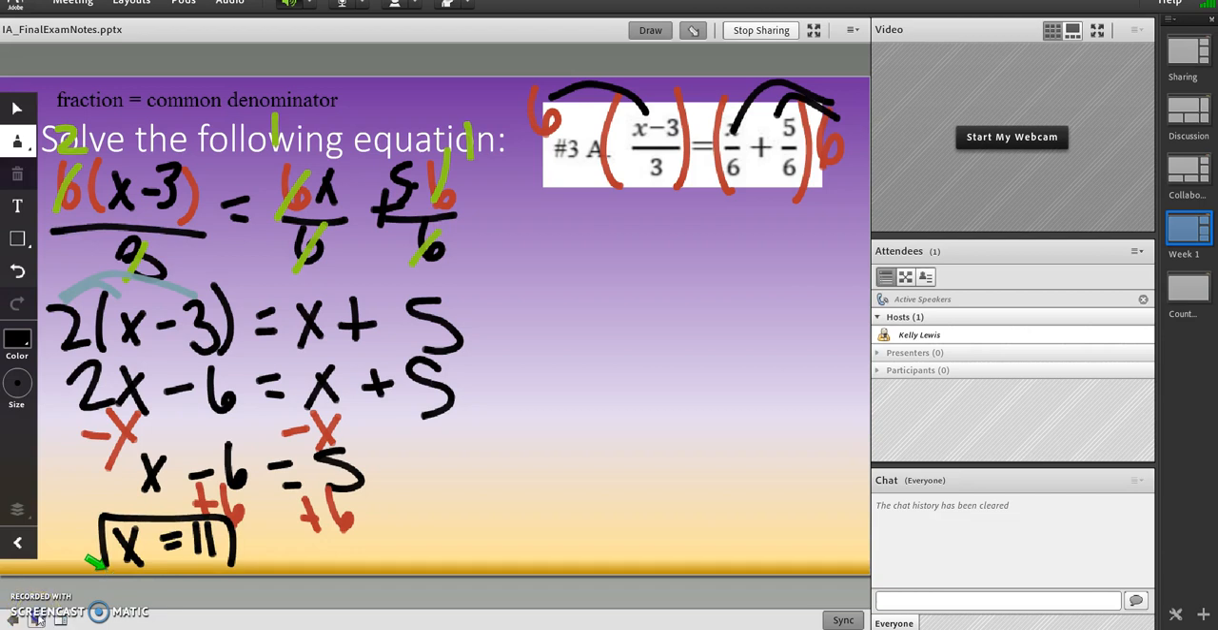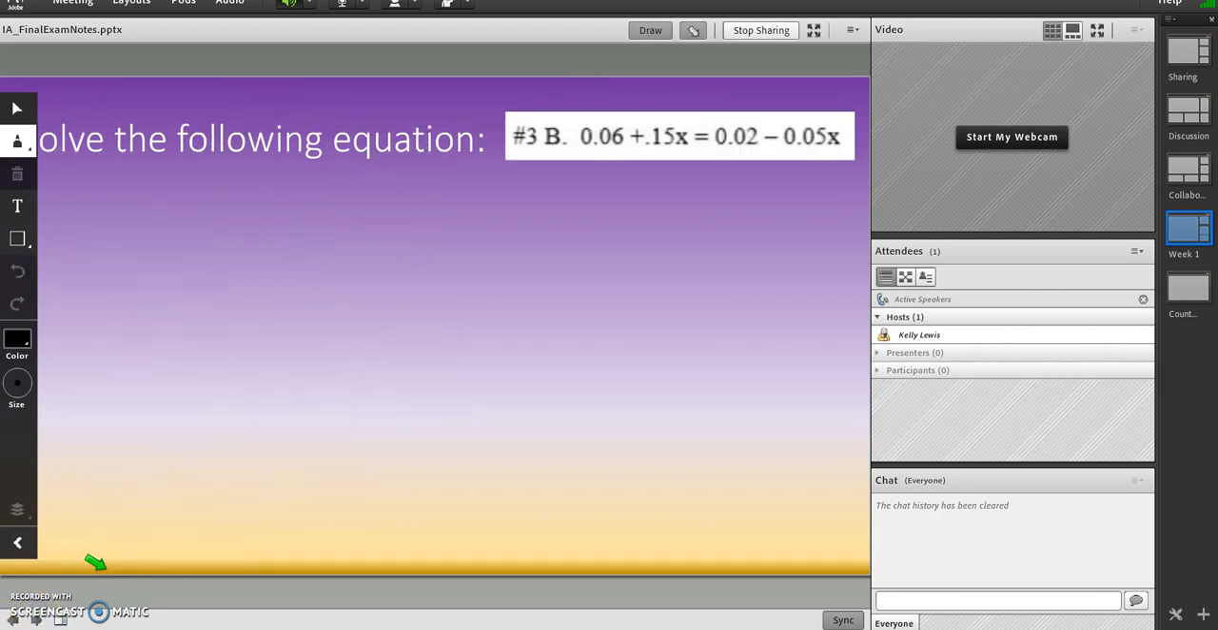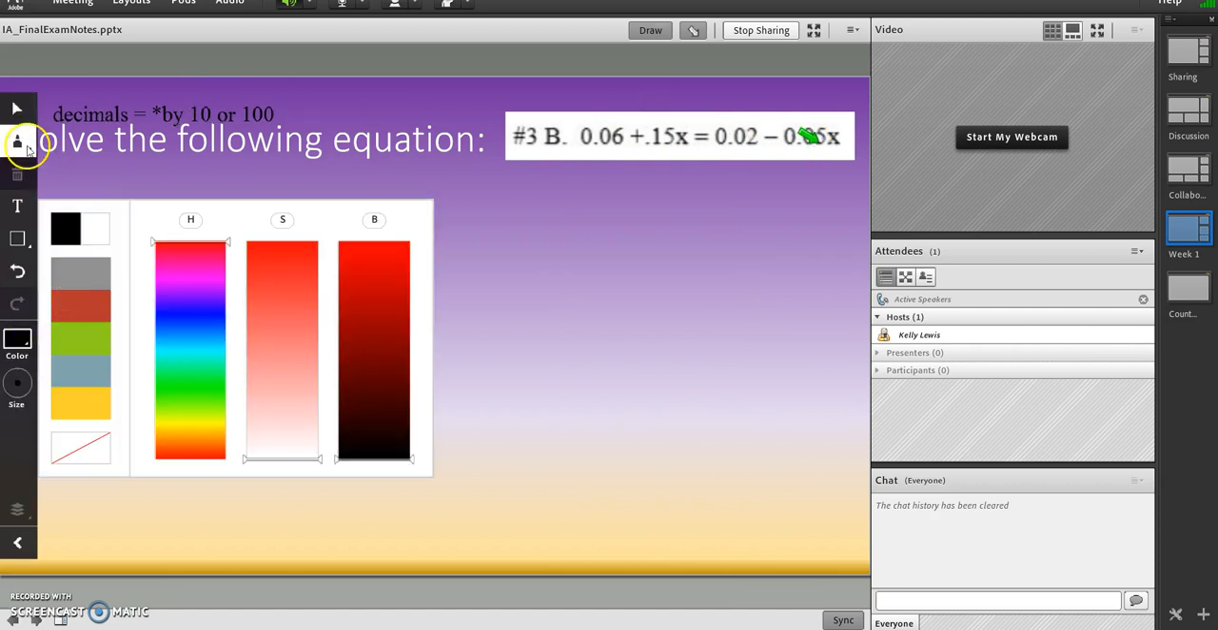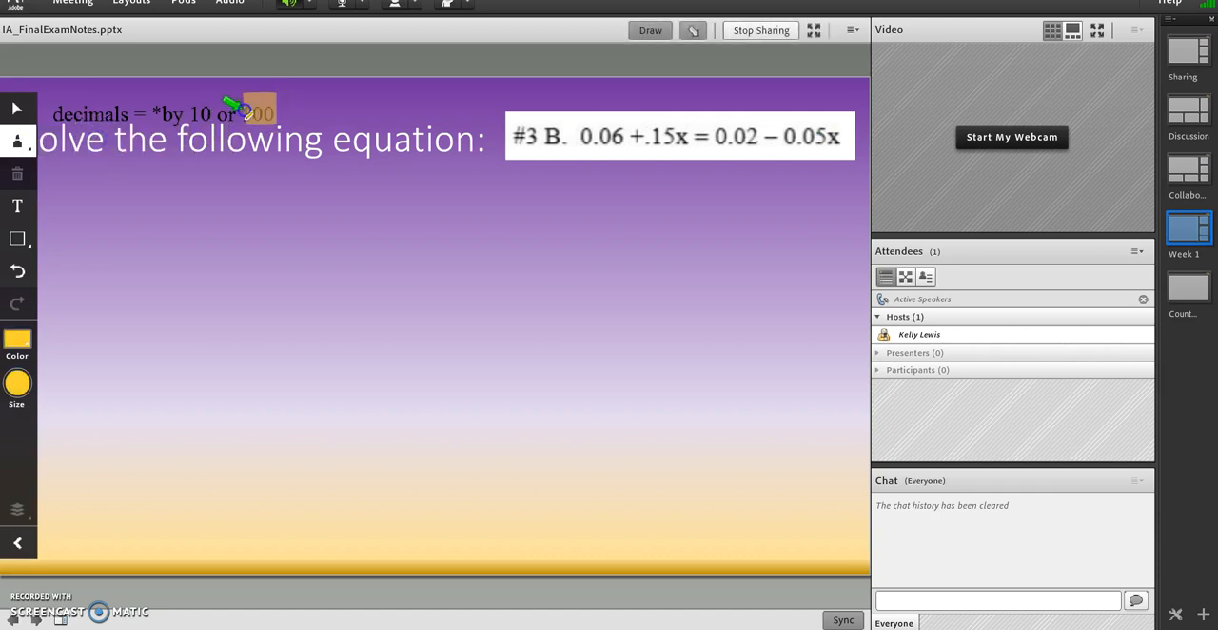Perfect. Let's do the next problem. Right here we have decimals. And so when you have decimals, you need to multiply by either 10 or 100. It depends on how many decimal places. Right here there's 2 numbers, right here there's 2 numbers, right here there's 2 numbers, and right here there's 2 numbers. So I'm going to multiply everything, in this particular case, by 100.